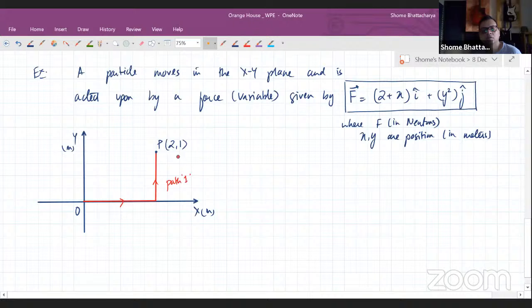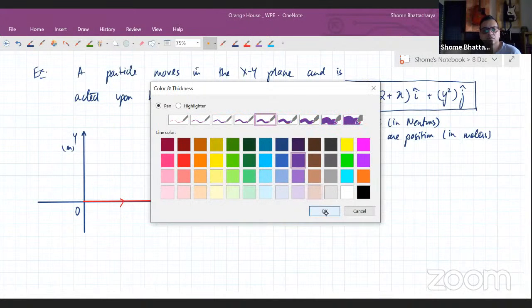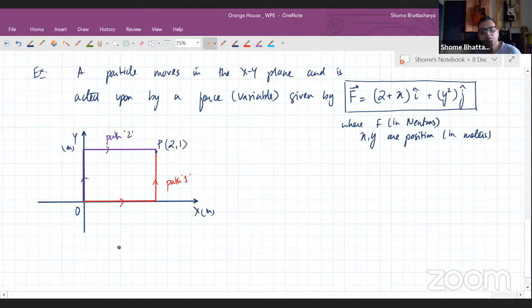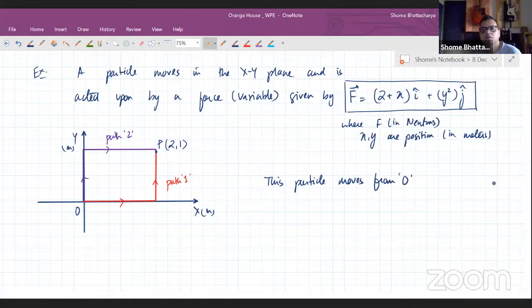This is path 1. And in a second situation, we are taking the body from here to here, but by this path. This is path 2. So this particle moves from the origin to the point P.